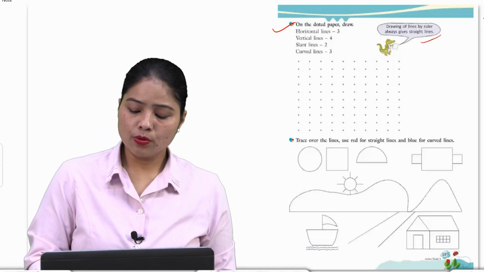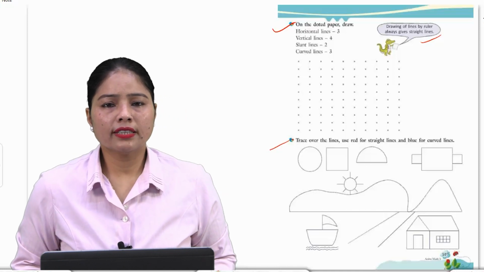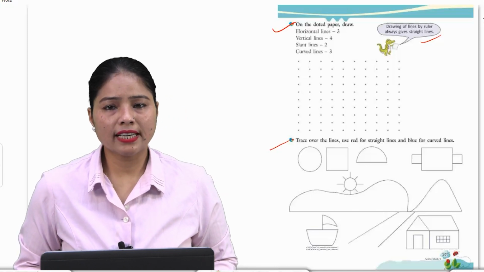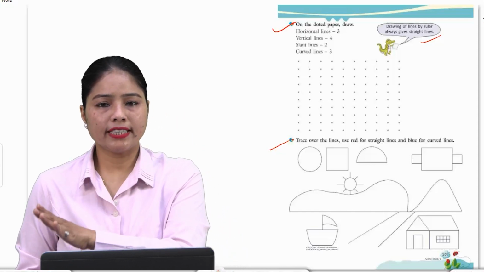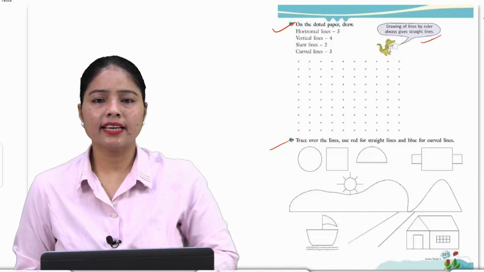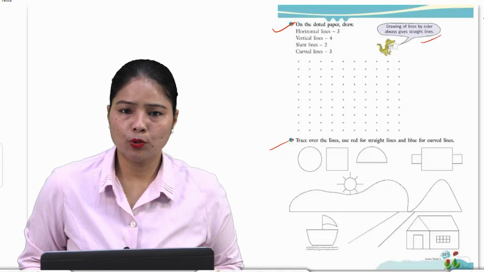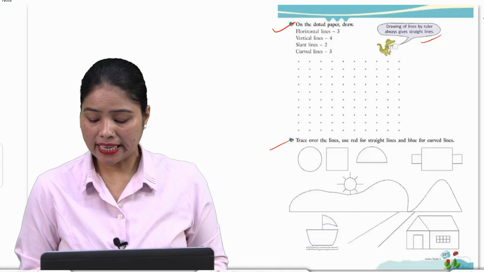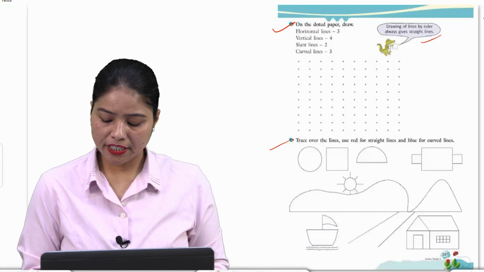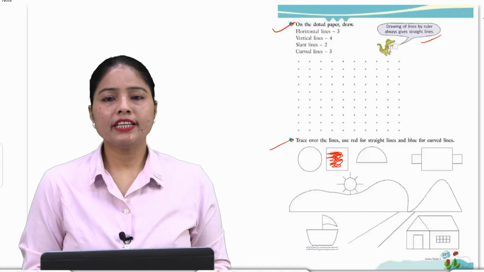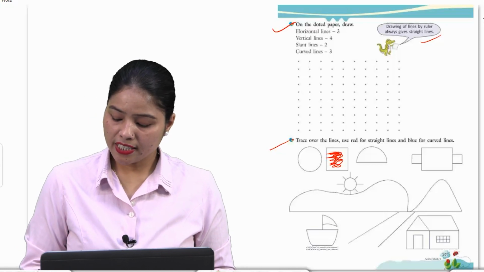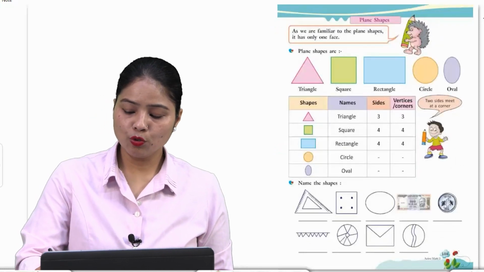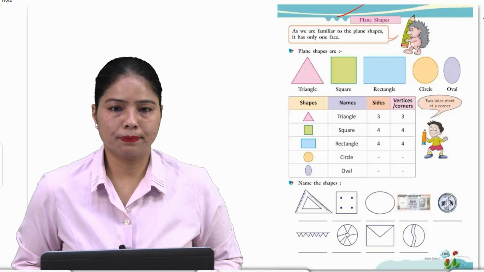Okay. So now next one is trace over the lines, use red for straight lines and blue for curved lines. So जो हमारी lines है straight, आपने straight को क्या करना है, red से करना है और curved को किससे करोगे, blue से करोगे. So this is for straight line. So आपको क्या करना है, fill it with red one like this. और जो हमारी curved figure है, you have to fill with blue one beta. Okay. So this is very easy. Just do it, practice. So now move on next one, which is plane shapes.